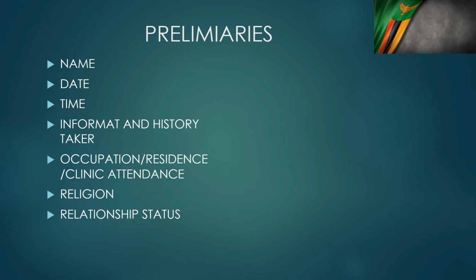Then you need to get the occupation of the patient. The occupation might be related to the problem that the patient has come with. Where do they actually stay? This might be linked to their socioeconomic status. Where do they go? What is their nearest clinic? That gives you an idea of how easy follow-up will be, and who has really referred them, what kind of facility it is.